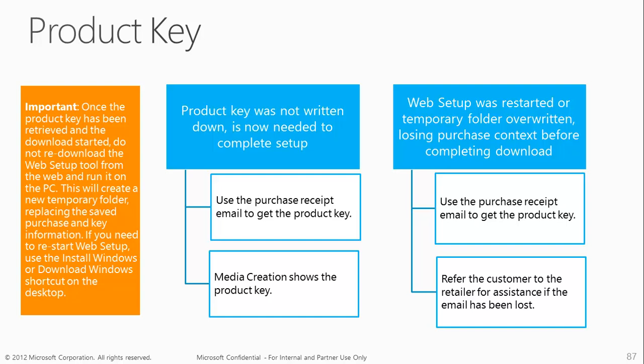Customers may also need assistance with product keys in these scenarios. If the product key wasn't written down and is now needed to complete setup, then what they can do is just go look at the receipt or the email that they received to get at the product key. And they can also go through the media creation steps to create an ISO file. Mainly because at the end of the ISO file creation, we're going to display the product key to you, and you can use that as the opportunity to write it down.